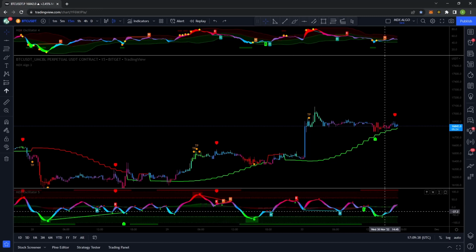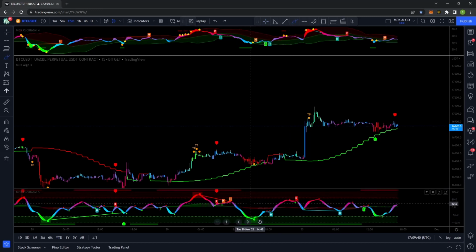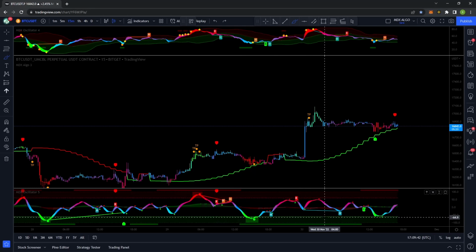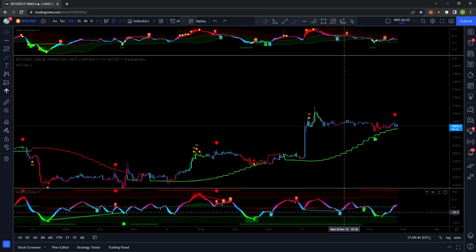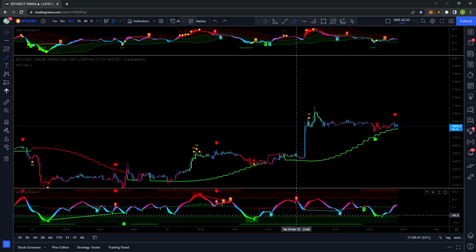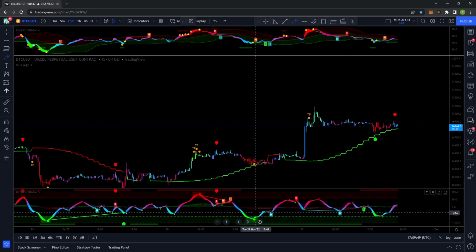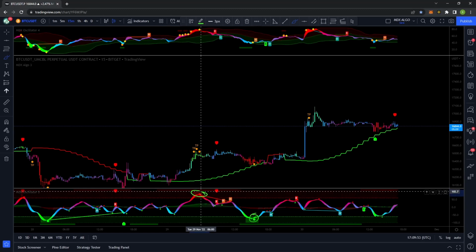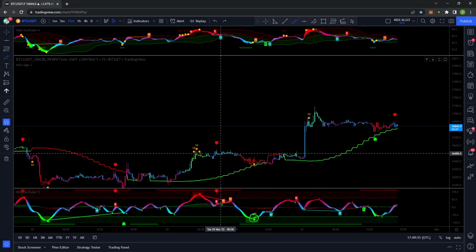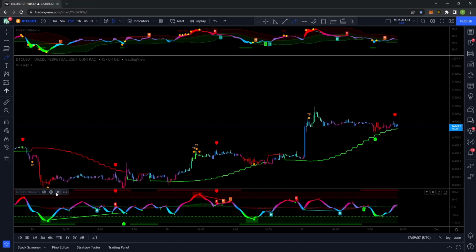It really points out any divergences all over the place. You get the R's and the H's, just to go with your overall trend confluence. Also just showing when things are getting oversold, when things are getting overbought, stuff like that. So very cool indicator as well.